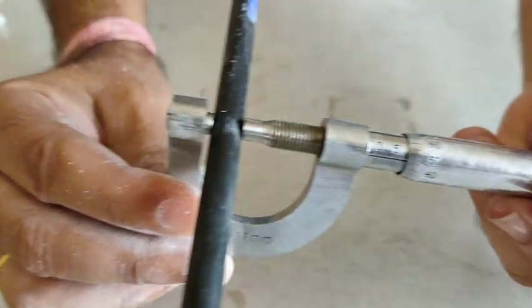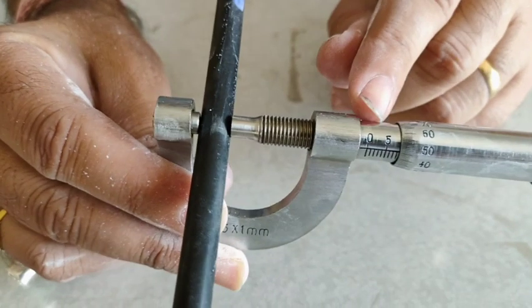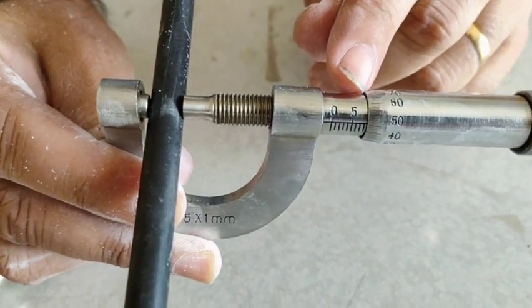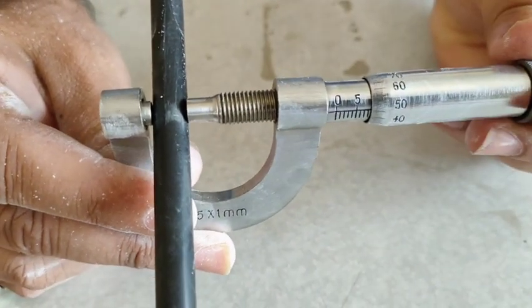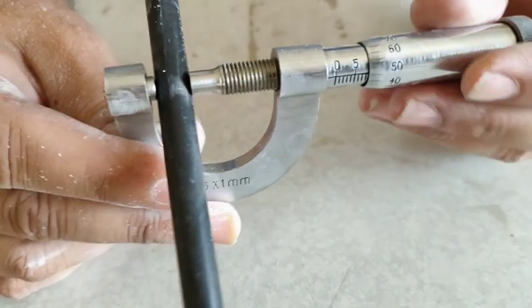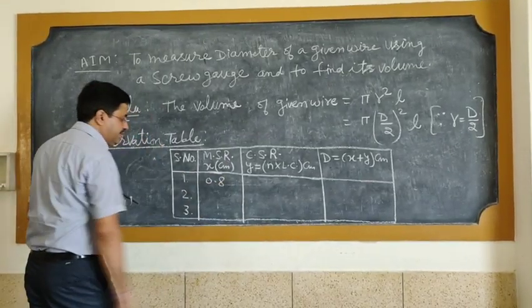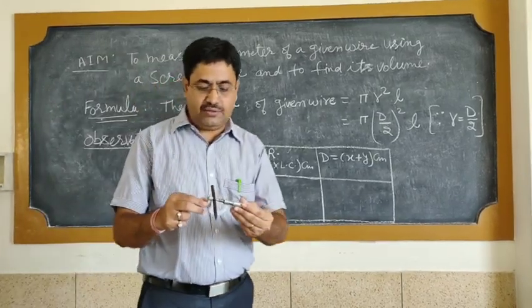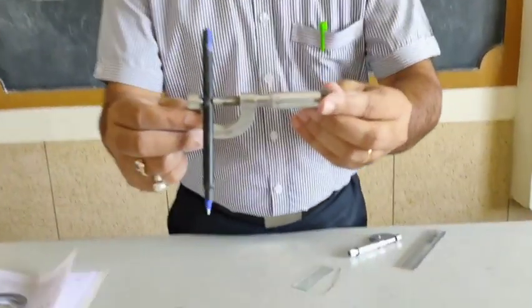If you see here, 5, then 6, 7, 8. It is 0.8 centimeter. That is the main scale reading. So I record here the main scale reading: 0.8 centimeter.